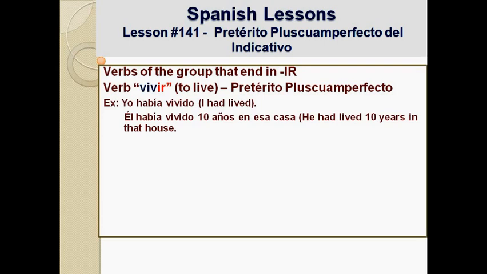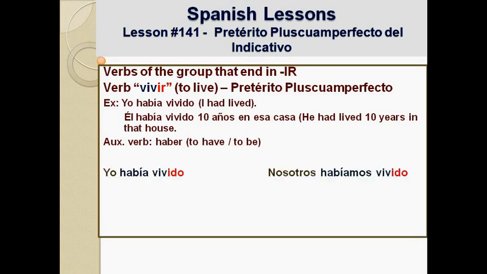Había vivido or had lived would be the pretérito pluscuamperfecto. So you can see here when it is that we use the pretérito pluscuamperfecto, okay? If you think of the English tense, I had lived, you can see when it applies, when we have to use the pretérito pluscuamperfecto.